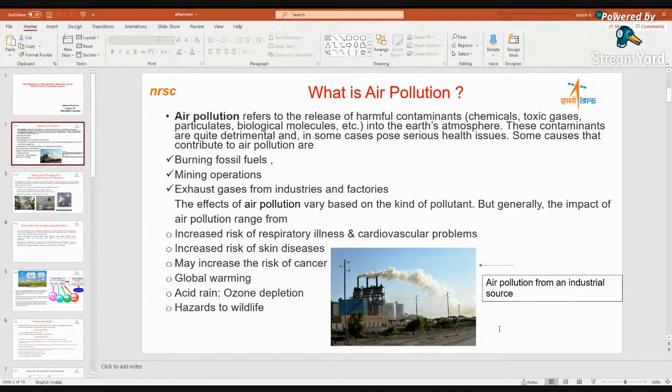The effects of this air pollution vary based on the kind of pollutant, but generally the health impacts are an increased risk of respiratory illness, cardiovascular problems, skin diseases, skin cancer, and also global warming, ozone depletion, and hazards to wildlife.